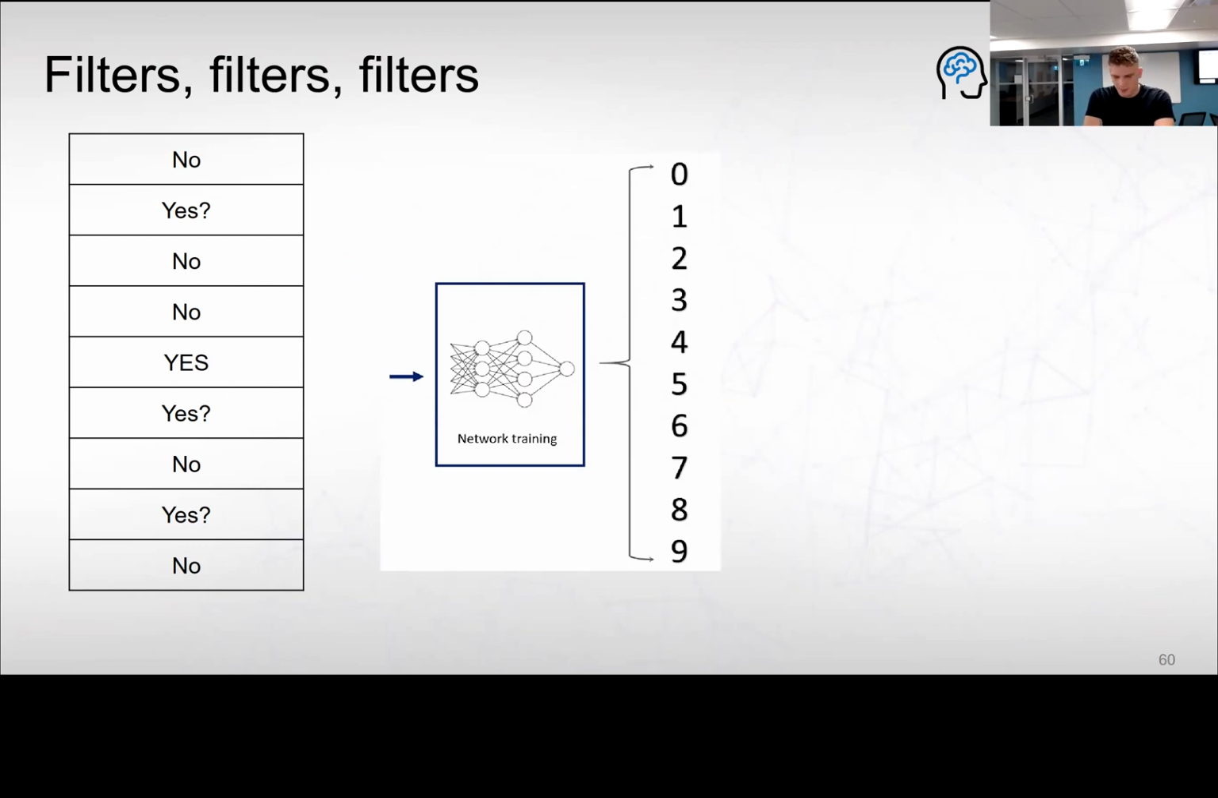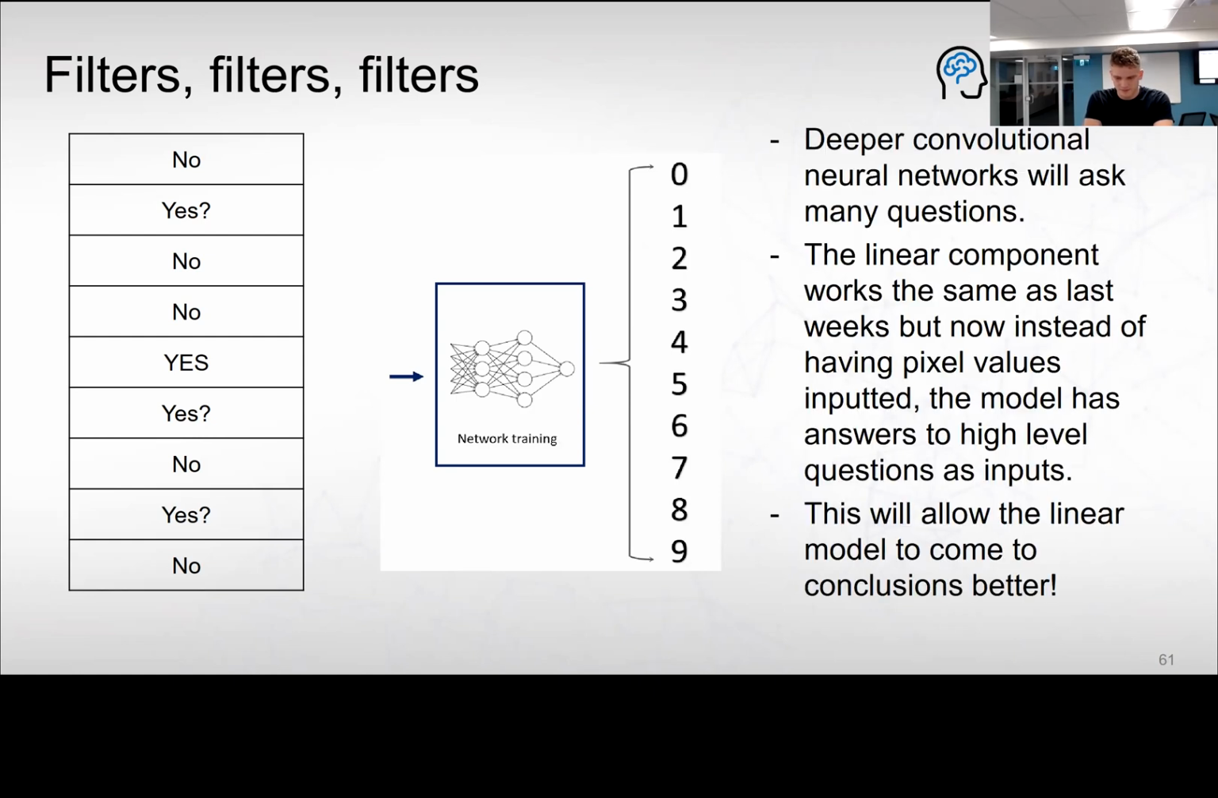Okay. I'm not going to go too into the neural network. We've been over it before. But this is a brilliant way of training a classification problem. Okay. So deeper convolutional neural networks will ask many, many questions. They'll be more complex. The brilliant thing about convolutional networks and neural networks in general is that we don't have to define the questions. The questions will be defined for us. The model will actually learn to ask the right questions.